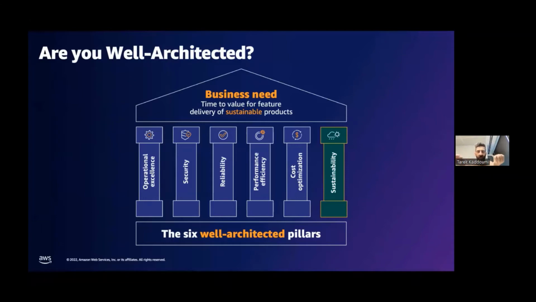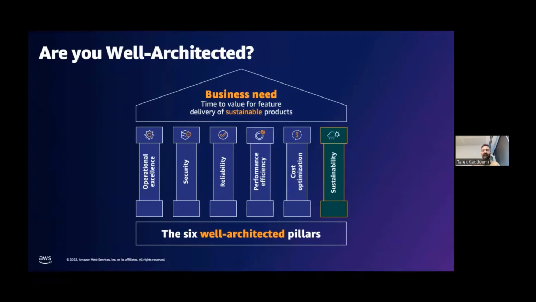The Well-Architected Framework comes in the form of 6 pillars. Actually, it used to be 5 pillars. As you can see, the last pillar, which is the sustainability one, has been introduced recently. So let me take you through these pillars and what we mean by each one of them in this Well-Architected Framework.